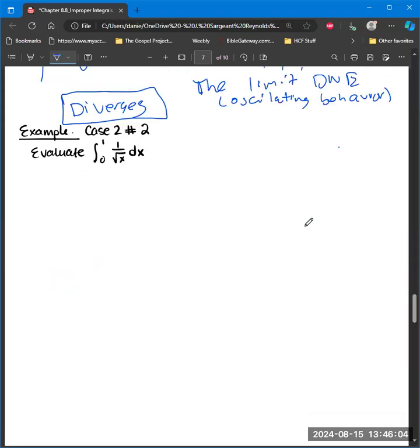Let's look at this next one. And I think this was motivating example number 2. If you remember, I said we would come back to it. So we have a bad point here at 0. So we're going to take the limit as a here approaches 0 from the right. We can only approach from the right here. We're going to call this a, and we're going to call this 1. I'm going to rewrite this as x to the negative 1/2 dx.